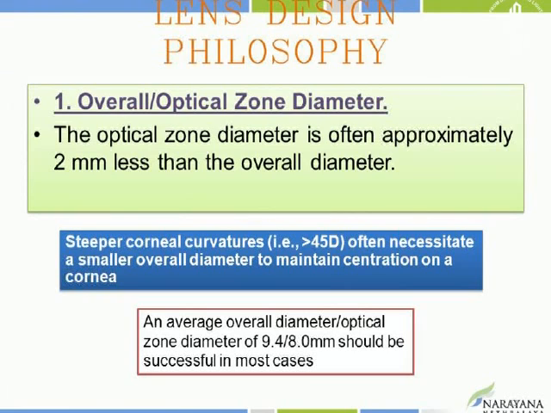As I told you, after the HVID, you subtract 2 millimeters and you get the overall diameter of the lens. You further subtract 2 millimeters and get the optical zone diameter. We are dealing with keratoconus, so you have steeper corneas, usually more than 45 diopters. These require a smaller overall diameter just to maintain centration over the apex of the cone. Usually the majority of patients are fit with a 9.4/8 lens. That is, 9.4 mm is the overall diameter of the lens, and 8 mm is the optical zone diameter.